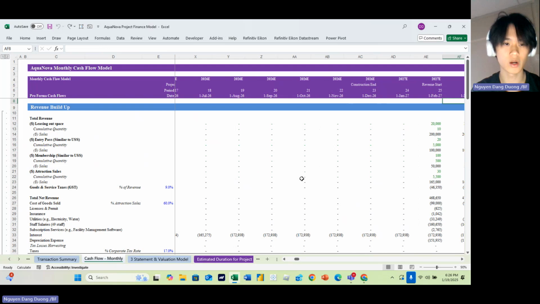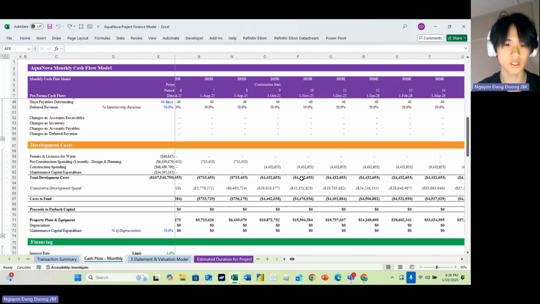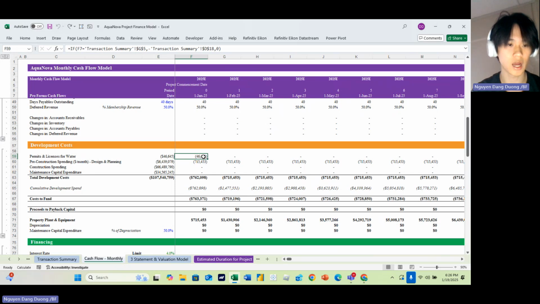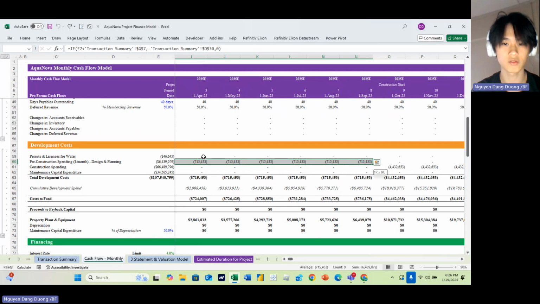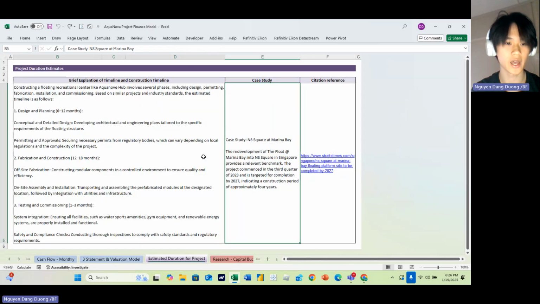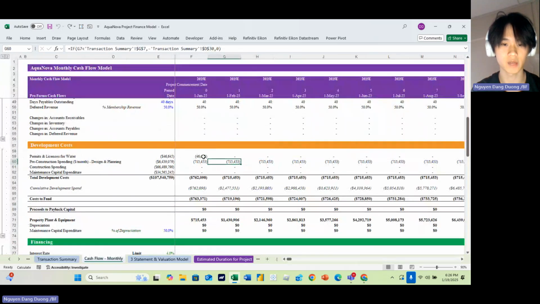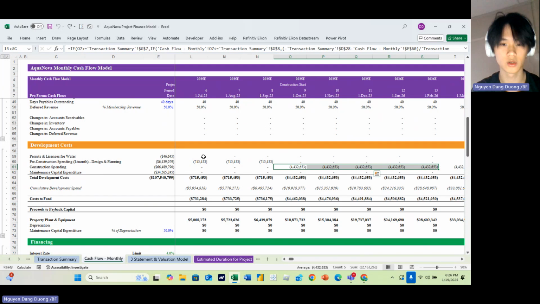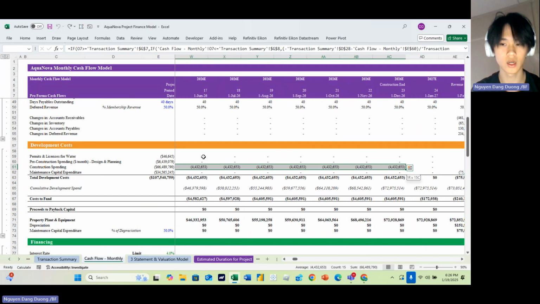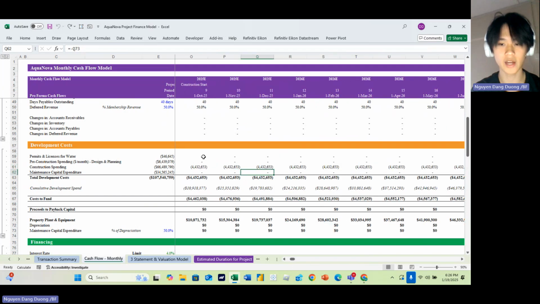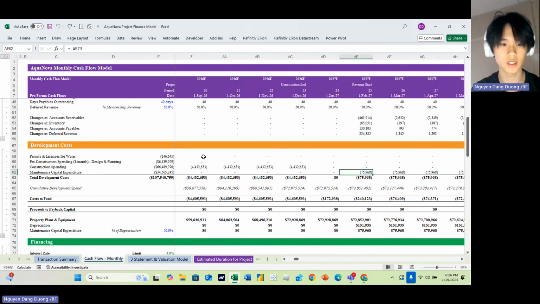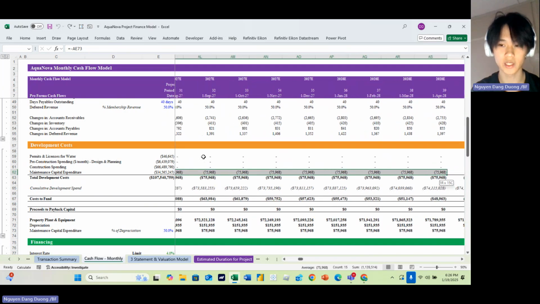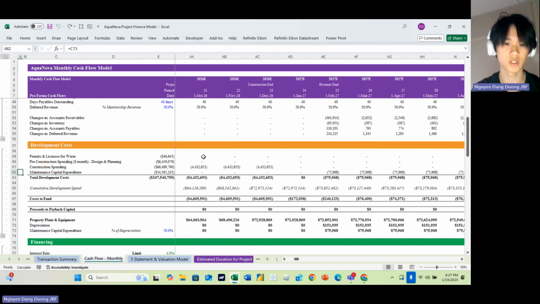Okay, so here let's skip down to the development cost. We have our one-time payments of our permits and licenses, and we have our construction design and planning capped at 10% of the construction spending. We assumed it takes 9 months, but it also can be changed. It also can be toggled. The remaining balance, we keep in our construction spending. And after that we need to maintain the floating platform. Therefore, we have our maintenance capital expenditure running for 40 years over here.